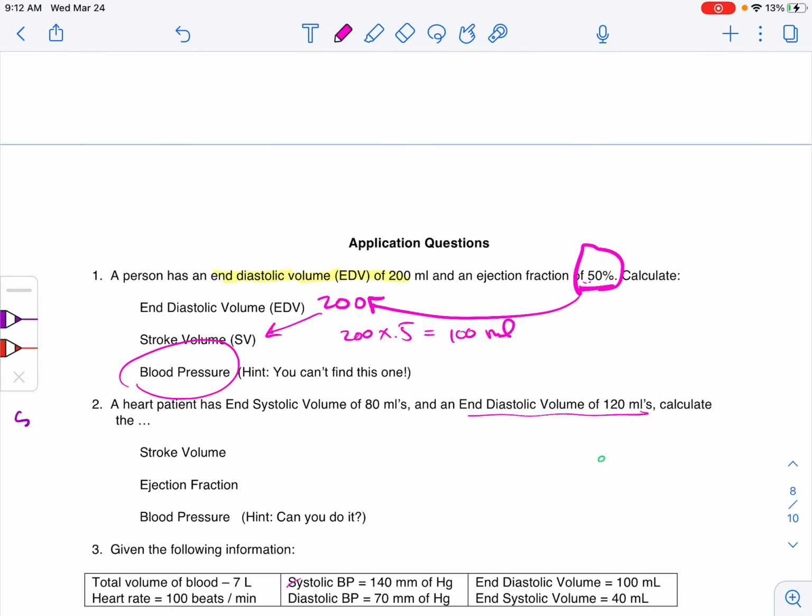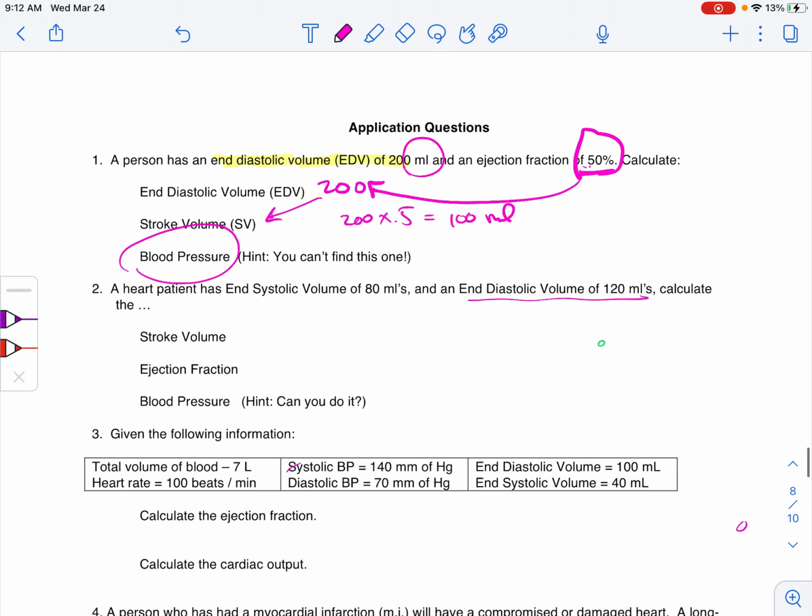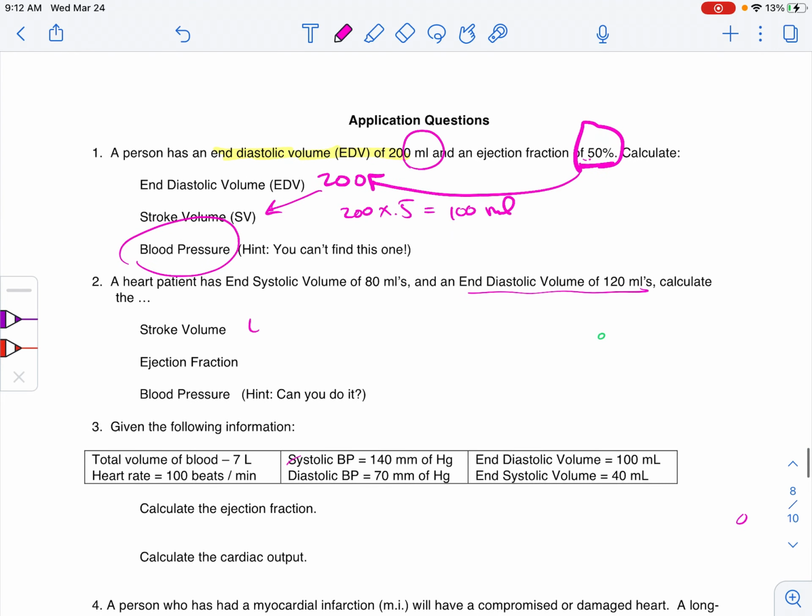What's the blood pressure? Remember, this deals with volume. Milliliters is volume. It's not pressure. You've got to keep that in mind, that milliliters is volume, not pressure. So let's do this person's. We're going to figure out the stroke volume: we take EDV minus ESV. So 120 minus 80 is 40.